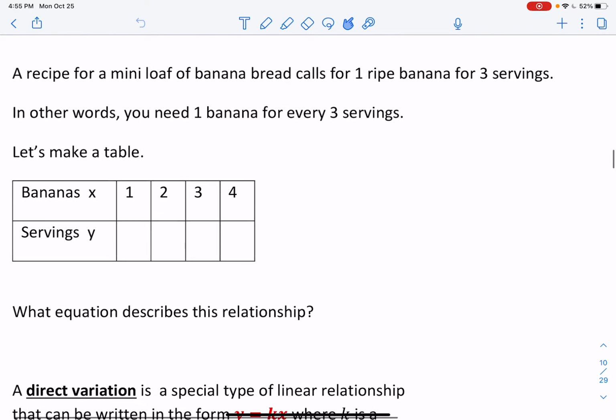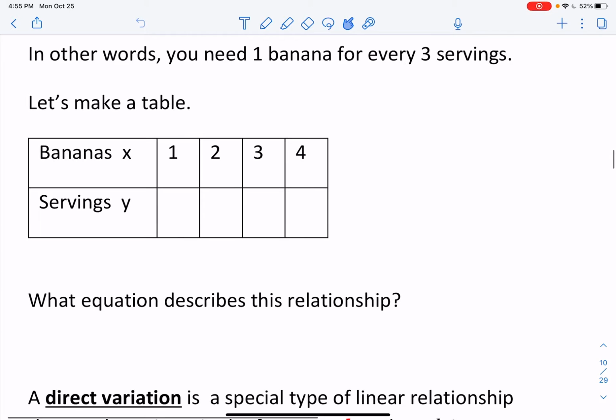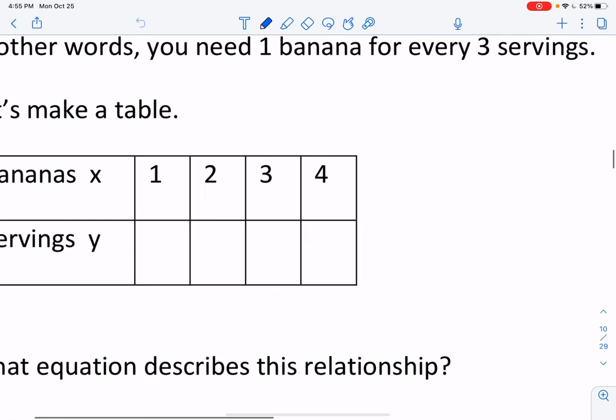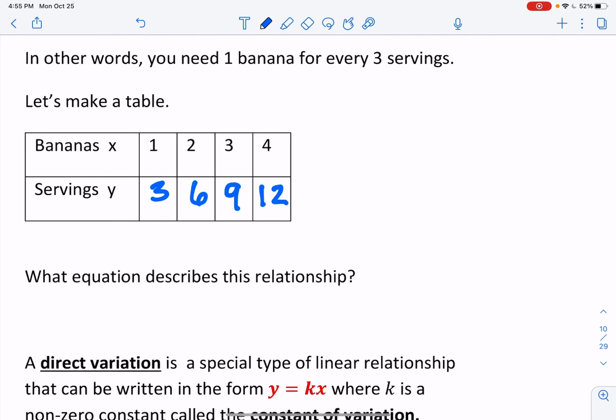In this case, it says a recipe for a mini loaf of banana bread calls for 1 ripe banana for 3 servings. So you need 1 banana for every 3 servings. Let's make a table. If you have 1 banana, you can have as many as 3 servings. If you have 2 bananas, you have 6. 3 bananas, 9. 4 bananas, 12, and so forth.